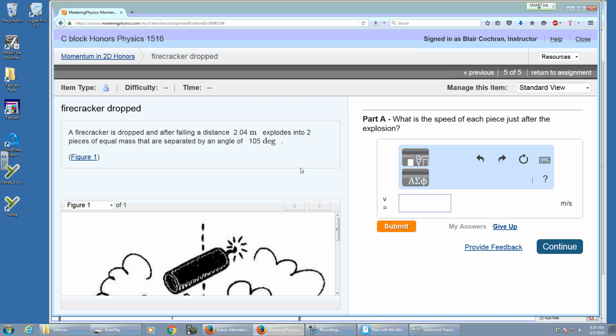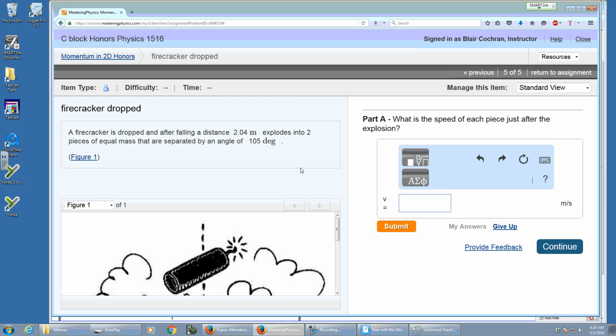All right, so in this one, the firecracker is dropped, and after falling a distance it explodes into two pieces of equal mass that are separated by an angle. So if they're equal masses, what does that mean about the momentum they take away? They each take away the same amount because they were a whole. They broke in half. You're thinking if we halve the mass, then the speed would have to double. Here, each mass takes away the same half of it.